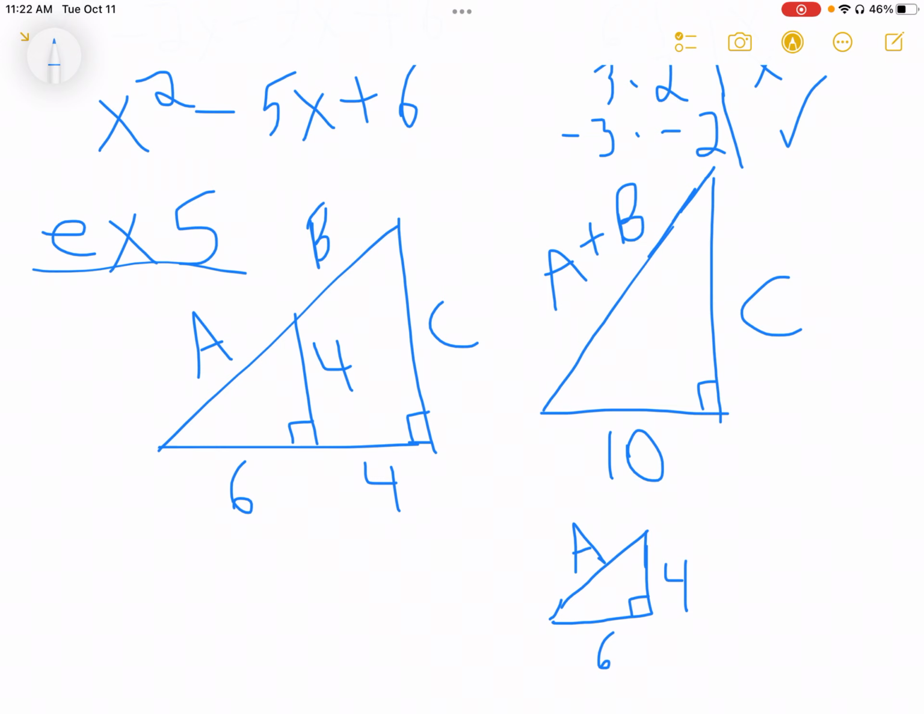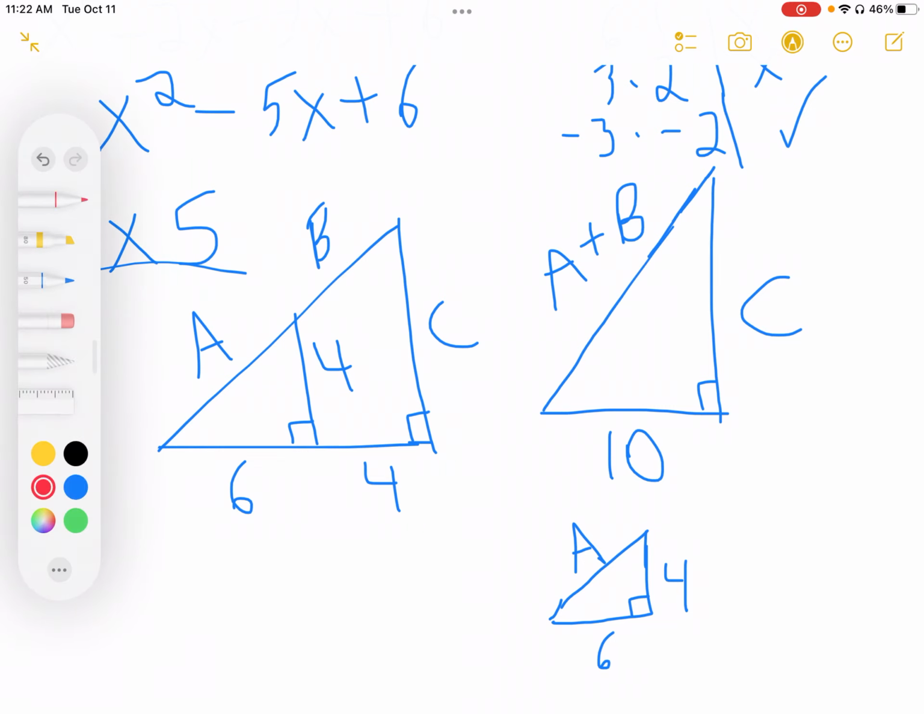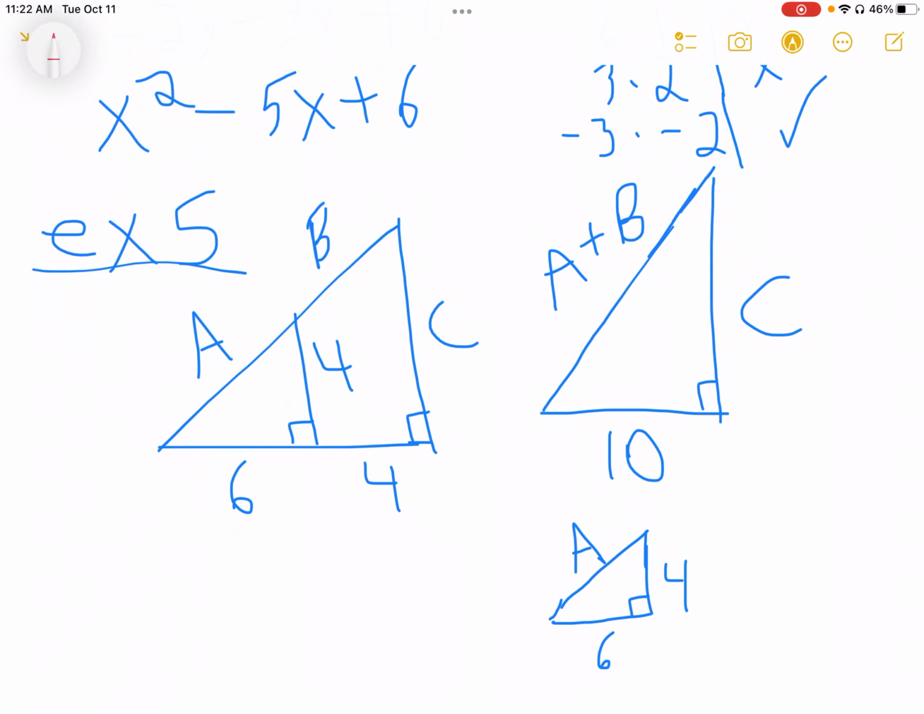So what can I write for these relationships? Well, I should remember that if I'm going to write any relationship, I want to use the same pattern here. So let's work with an easy one first. What about 10 to 6? If I do 10 is to 6, that's my big triangle and my small triangle. Then I can do 10 is to 6 as C is to 4, right?